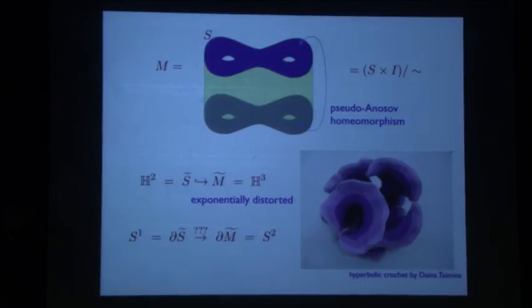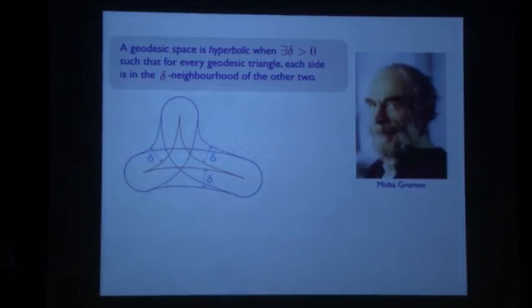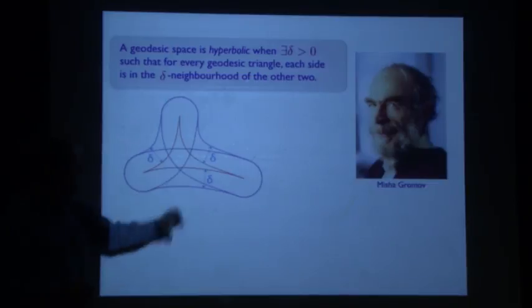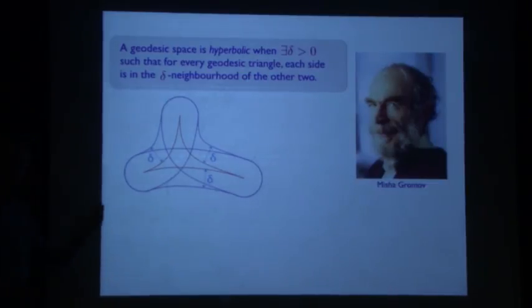Okay, to make some of this a little more precise, I'm going to give you some definitions, but I'm going to do it in a geometric group theory context. So I want to introduce hyperbolic spaces and hyperbolic groups in the sense of Gromov. Here's Misha Gromov. And he says that a geodesic space, that is a metric space in which every pair of points can be connected by a geodesic that has length equal to the distance between the points.